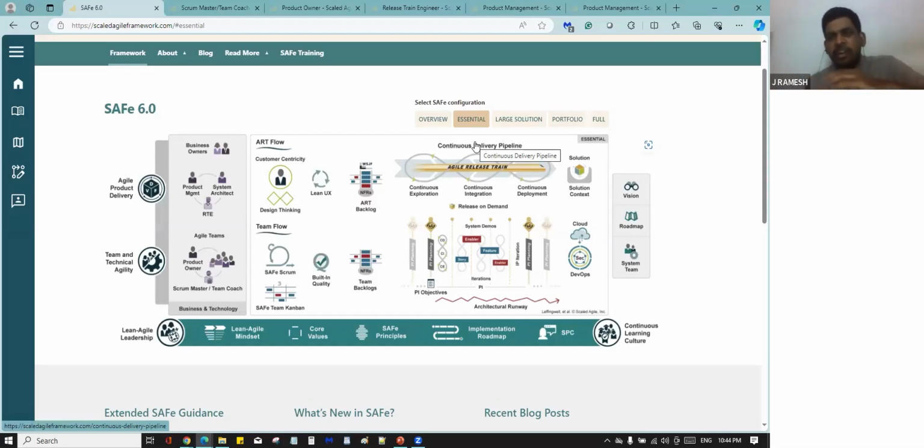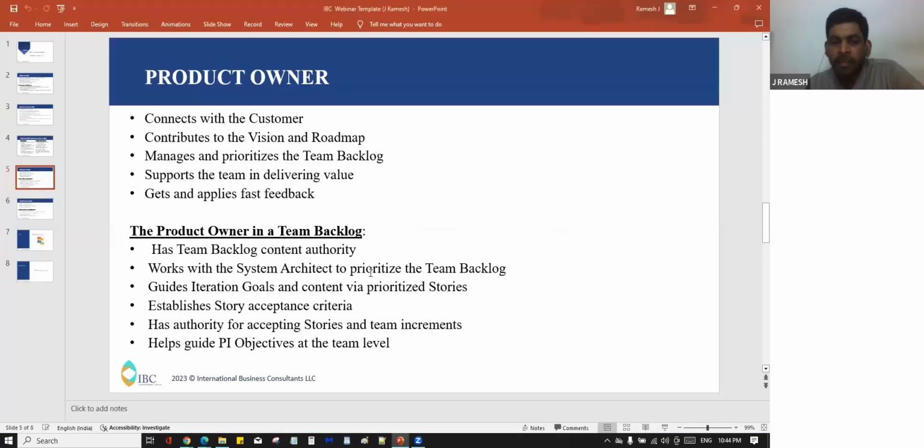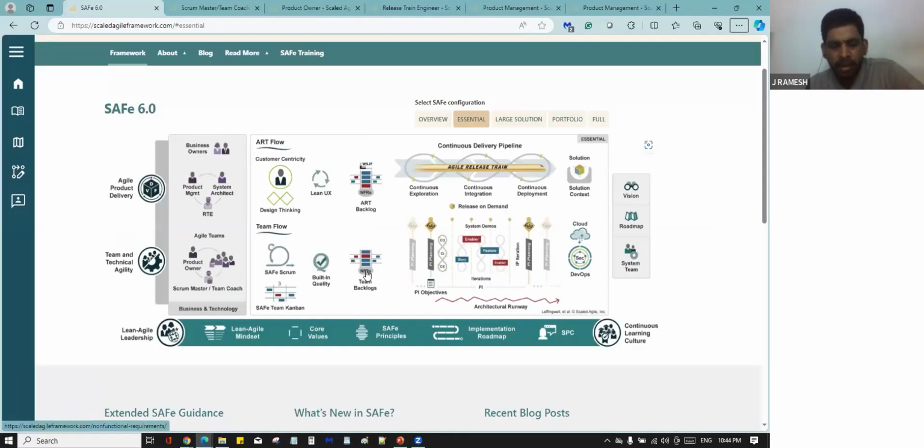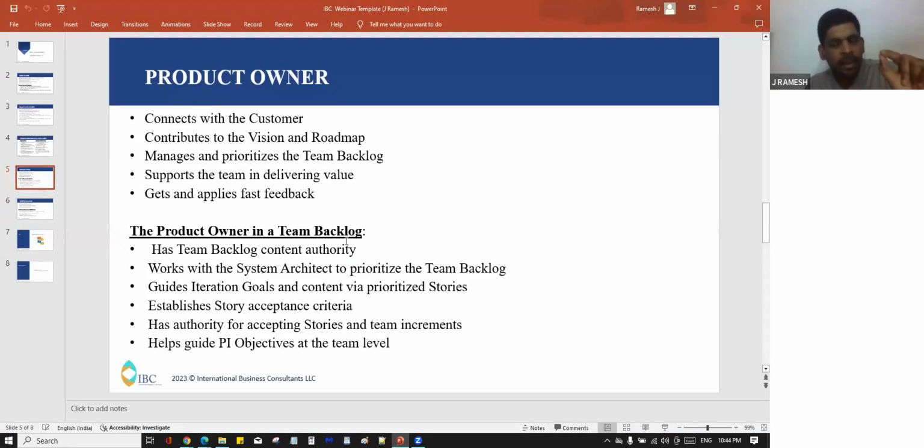Here is the essential SAFe, the ground level. That's why I'm saying ground level is the beginning level. The product owner will prioritize the backlog. Which backlog? We call it the team backlog. Why am I using the team backlog? In normal agile, we call it the product backlog. There is only one backlog. Here I have 4 backlogs: team backlog, org level backlog, solution level backlog, portfolio level backlog.